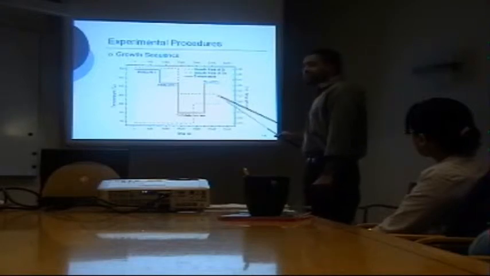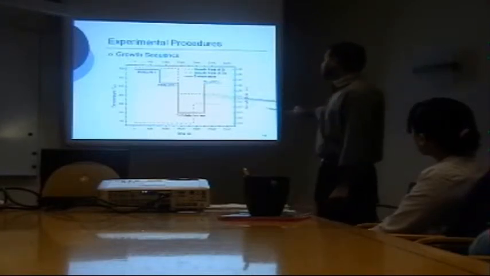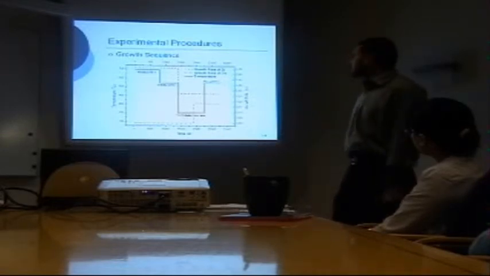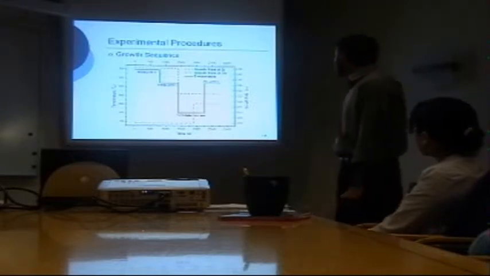Keeping the growth rate the same and without interruption of growth, we ramped up the temperature to 550 degrees centigrade to grow the high temperature silicon germanium layer.